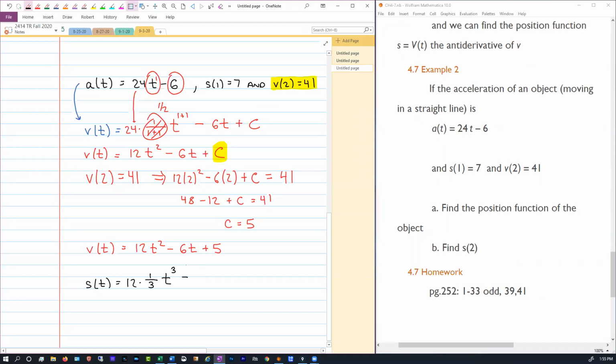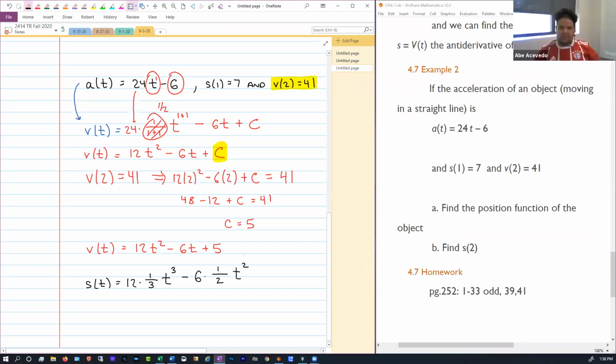Minus the constant comes down, 6, and then 1 over 1 plus 1, so t squared. Okay, so yeah. Then the constant, the 5, just comes down with it. Oh, yeah, so 5, the antiderivative of the 5 is just 5t.